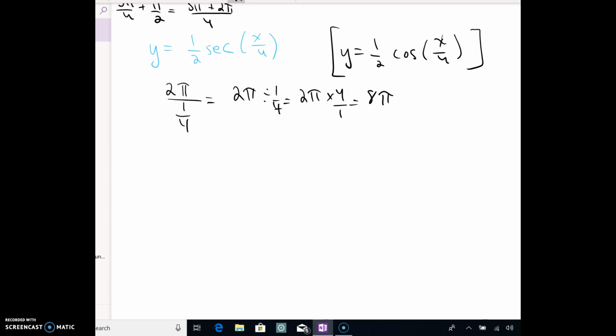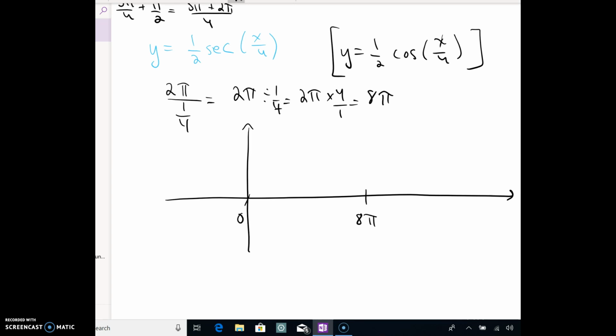Okay, so we don't have any type of horizontal movement. Let me review what I just said. We don't have any type of horizontal shifting. We do have a horizontal stretch, by a factor of 4. Normally, one complete period starts at 0 and ends at 2 pi. Now, one complete period is going to start at 0 and end at 8 pi. So this is one period.